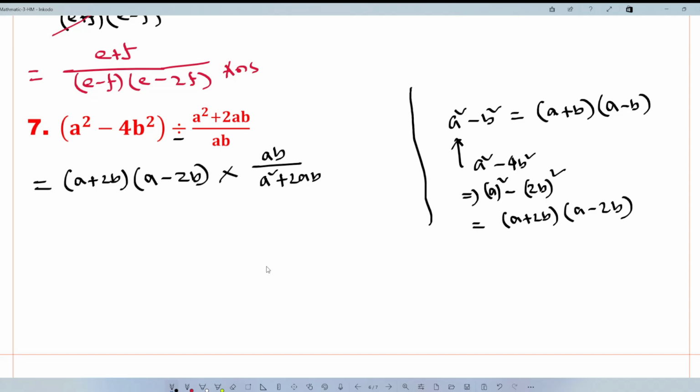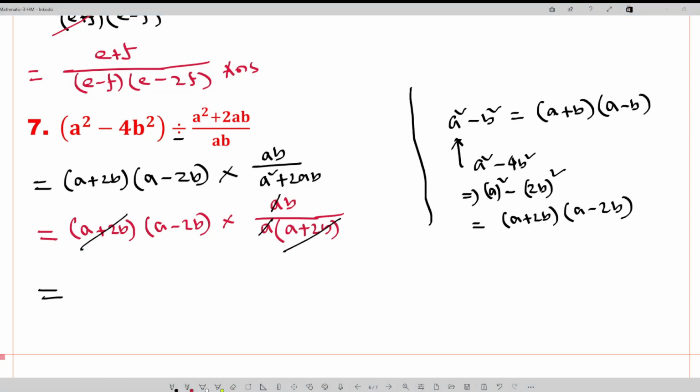Okay, now look, here is a plus 2b and a minus 2b times, here is ab and we can take common here a, so here is a plus 2b. Okay, now this a and this a we can cut, and a plus 2b and here is a plus 2b we can cut. So here is b and here is a minus 2b. This is our answer. Hope you understand.